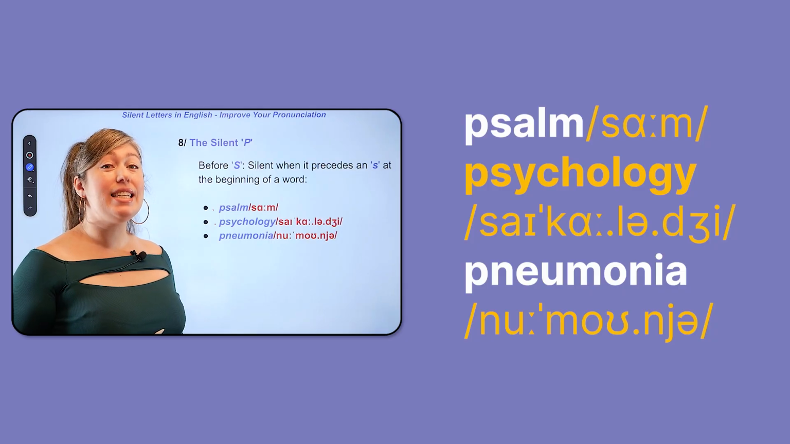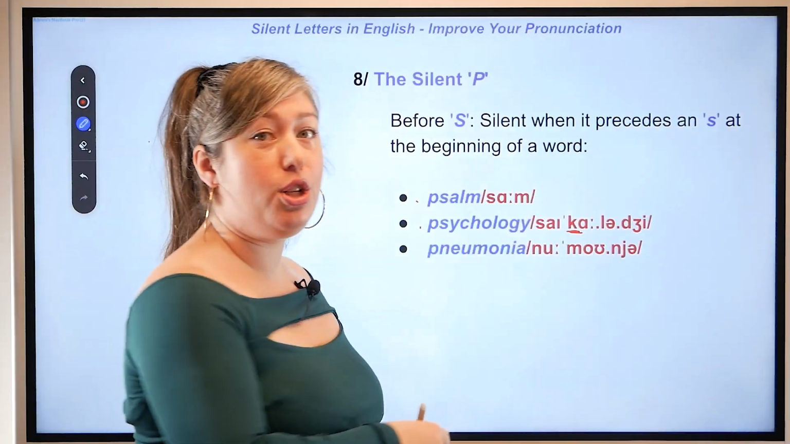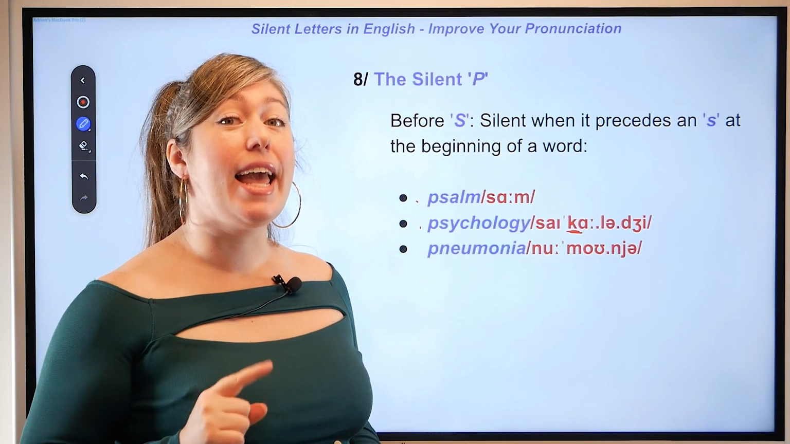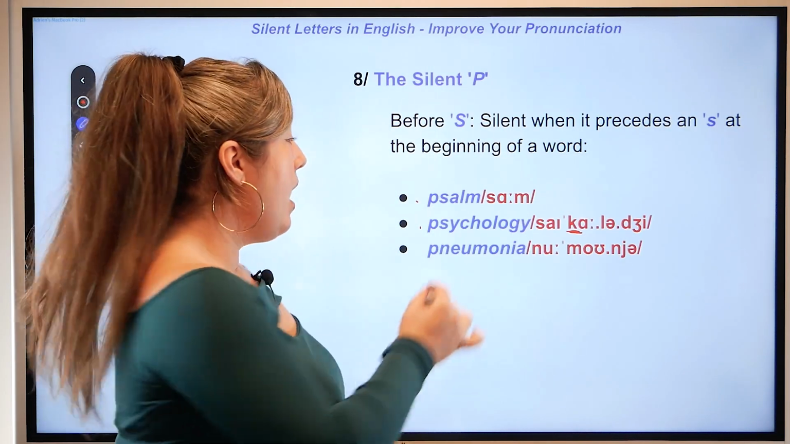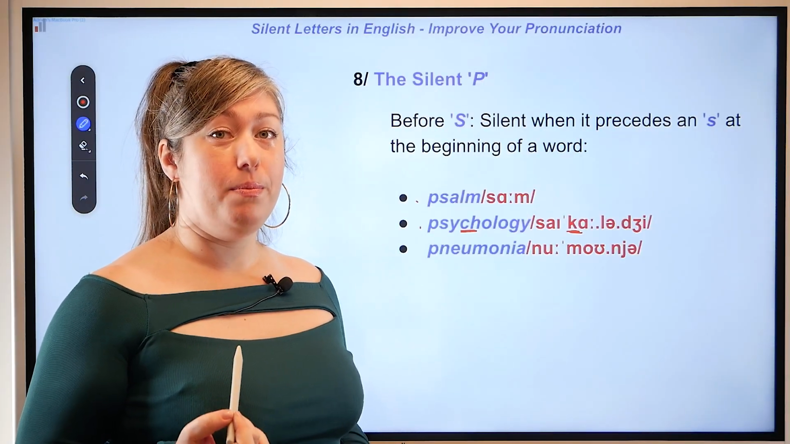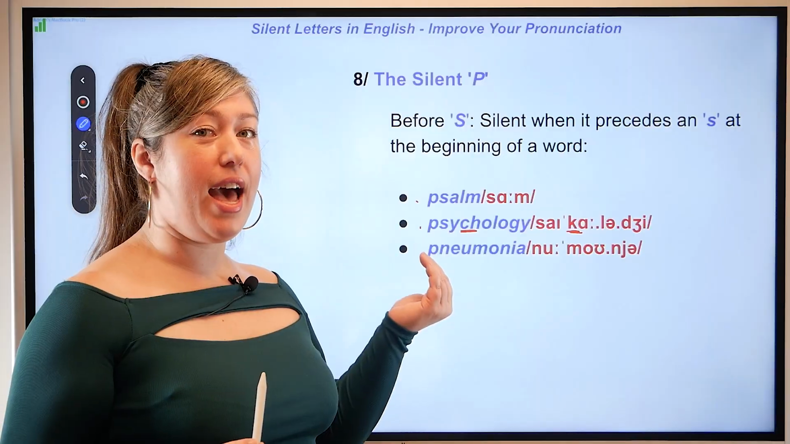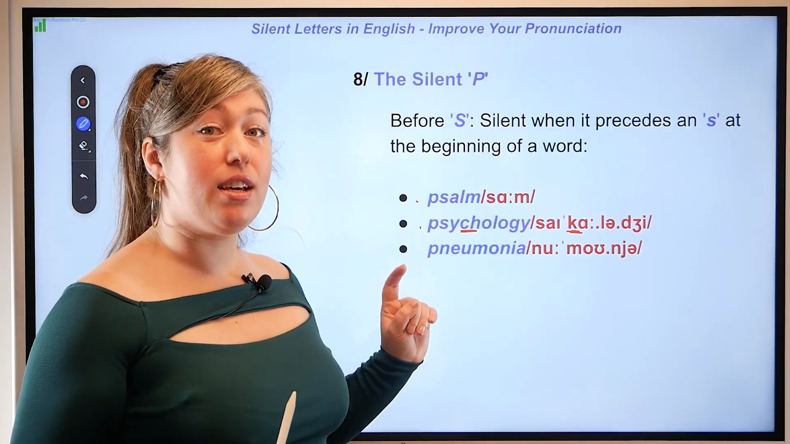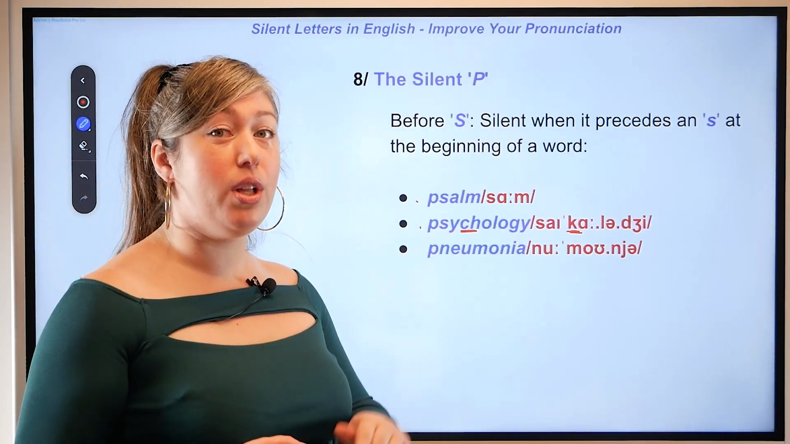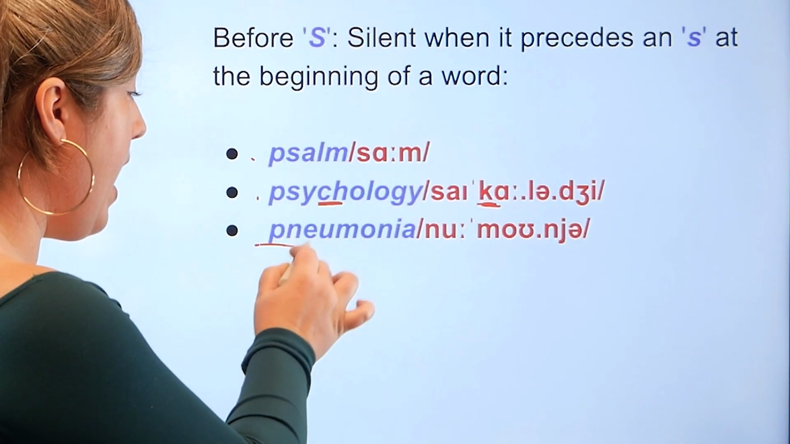And this one, psychology, psychology. This one can be a little tricky. Just remember to put the stress on the second syllable. Psychology. We've got the CH combination here, which makes the K sound. So in this word, remember silent P because it comes before the S, and CH makes the K sound with stress on the second syllable. Psychology.